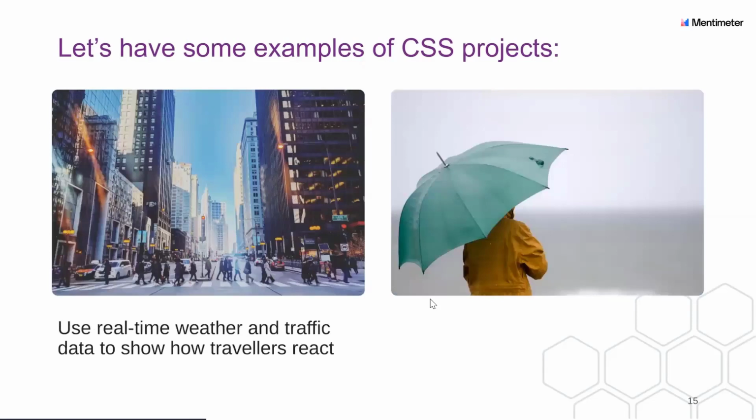Or using real-time weather and traffic data to show how travelers respond in their travel choices. So do you find people take the car more or less on rainy days, or do they take the public transport instead of riding a bike? These kinds of things, the choices people make, that's a very interesting human behavioral question, and real-time weather and traffic data can help answer that question.